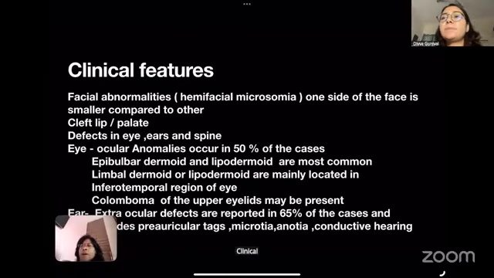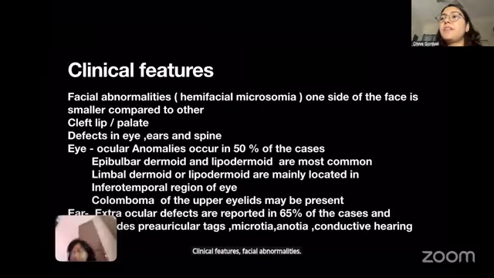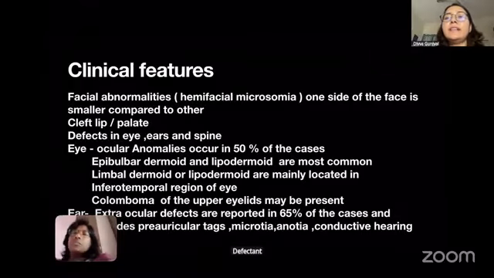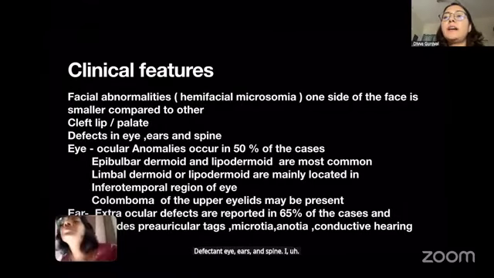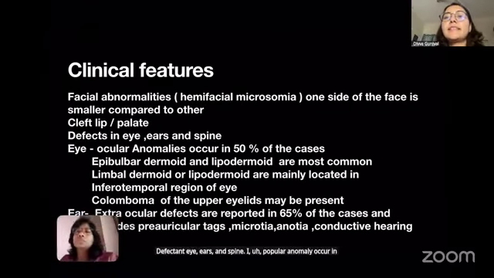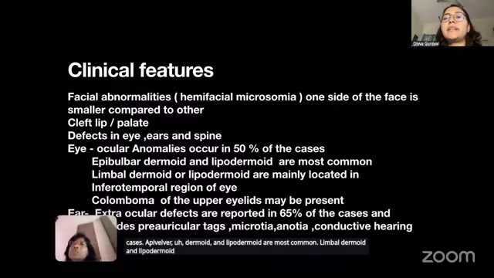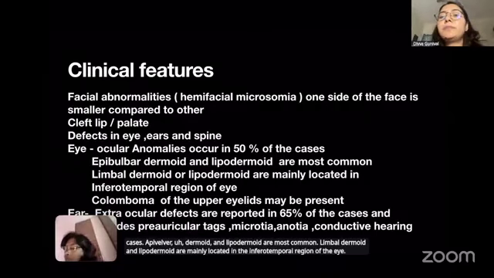Clinical features: facial abnormalities, hemifacial microsomia, where one side of the face is smaller compared to the other, cleft lip or cleft palate, defects in the eye, ears, and spine. Ocular anomalies occur in 50% of the cases. Epibulbar dermoid and lipodermoid are most common. Limbal dermoid and lipodermoid are mainly located in the inferotemporal region of the eye. Coloboma of the upper eyelid may be present.